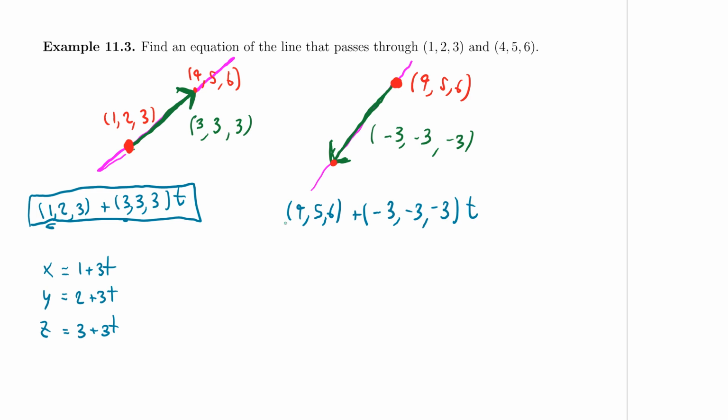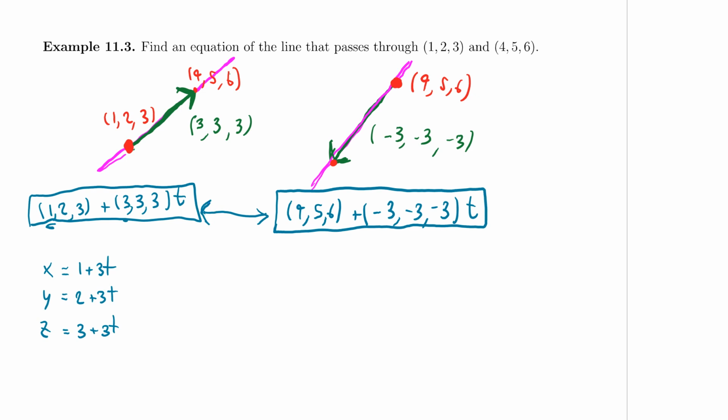and then t. So this is another vector equation of the same line that we have here. So there's more than one way to write the equation of a line. So this one and this one are the same thing.